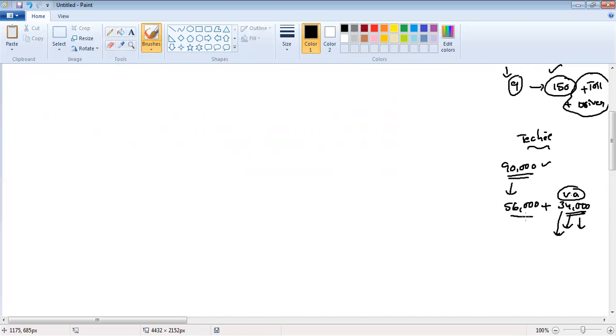Based on that one, this 56,000 is fixed. It will definitely come. But this 34,000 will come or not, that depends. But they will show the salary as 90,000. So everywhere, wherever you go, this is fixed plus variable charges.